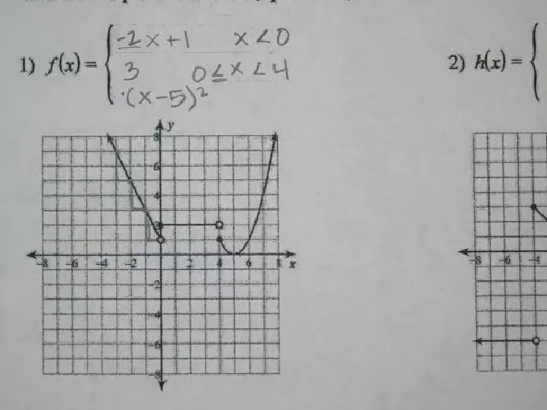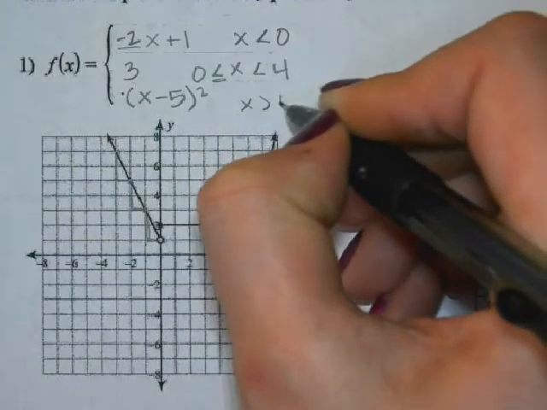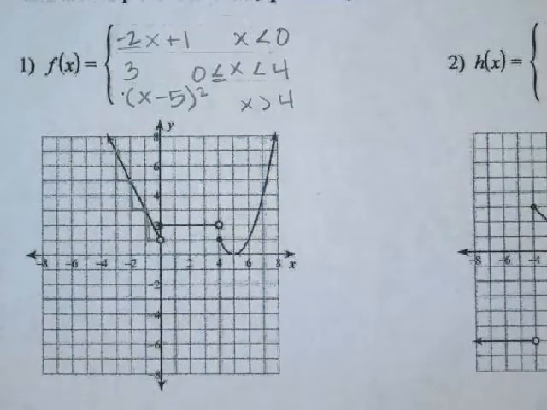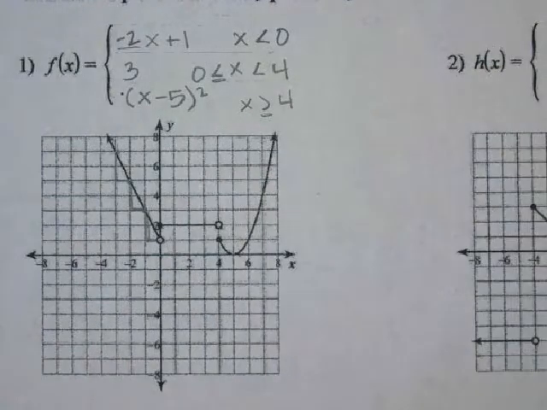Okay, and then what do we notice about the x values? It's going to the right, so it's going to be a greater than. Greater than what? X is greater than 4. And then what else do we need with that? An equal to.